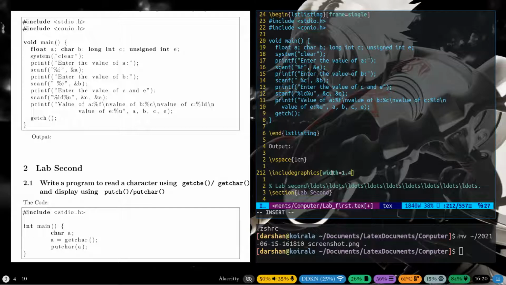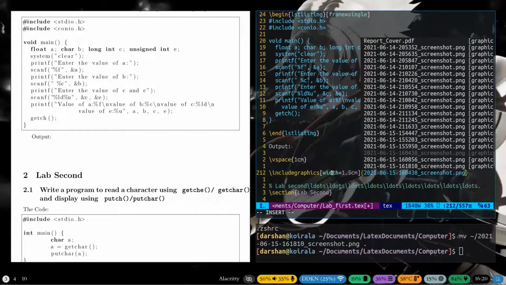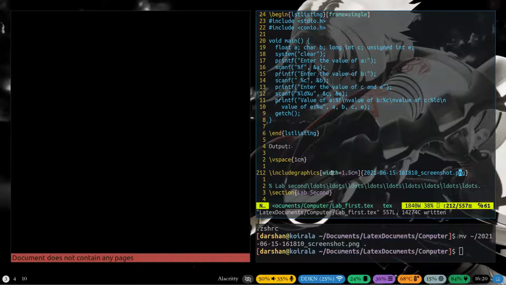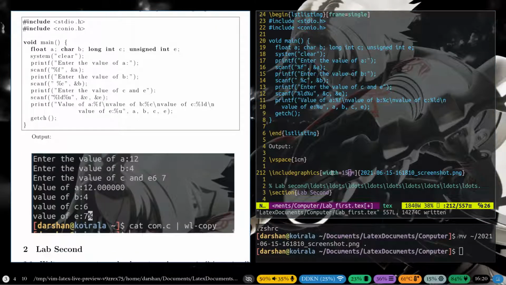Line 5. And the last one. Okay, if that is the thing. Man, not 1.5, it is 15. Shit. Oh.